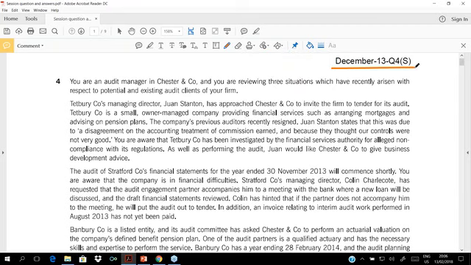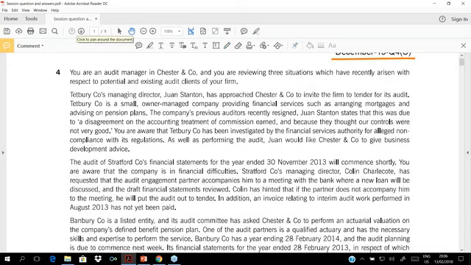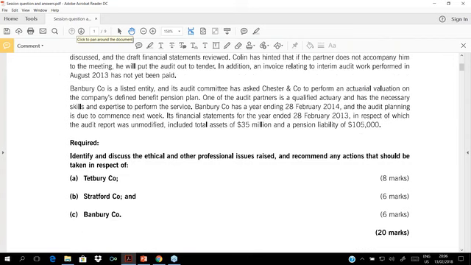If I look at this December 13 question, and I go down, and I see the requirements. See, this is exactly the question I had been focusing on in this session. This is exactly a question which comes so many times in past papers. Identify and discuss ethical, professional issues raised and recommend actions.